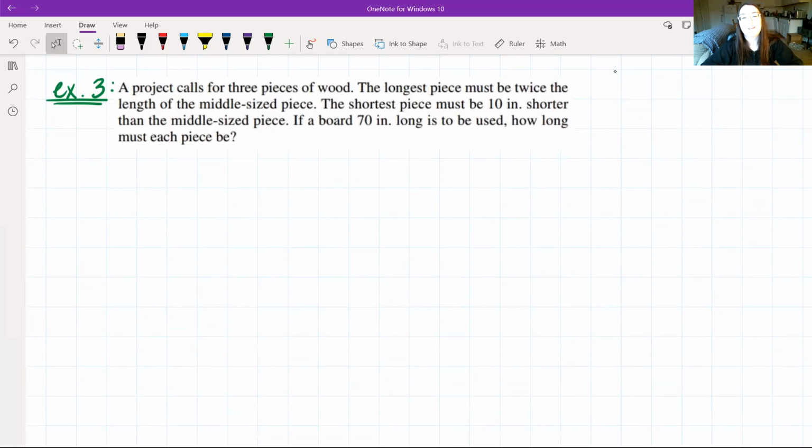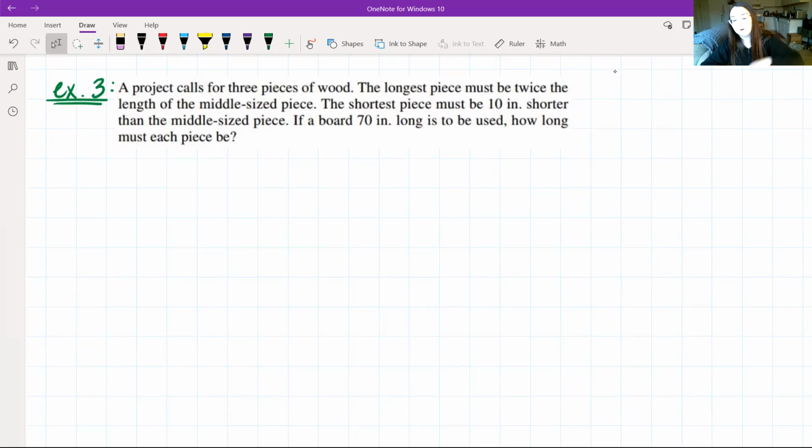So let's go ahead and read that one more time for step 1, reading it twice. A project calls for the 3 pieces of wood. The longest piece must be twice the length of the middle-sized piece. The shortest piece must be 10 inches shorter than the middle-sized piece. If a board 70 inches long is to be used, how long must each piece be?